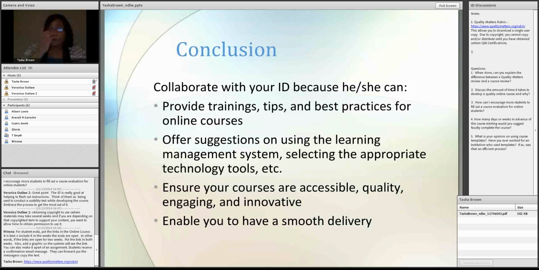So one question I have is, what is your opinion on using course templates? Have they ever worked for you at an institution that used a template? If so, was that an efficient process? Course templates are very helpful in my opinion as it relates to designing a course. Again, it goes back to a modular format.